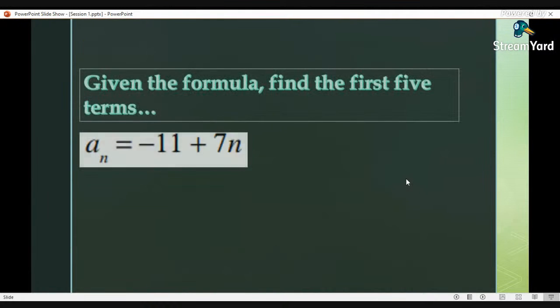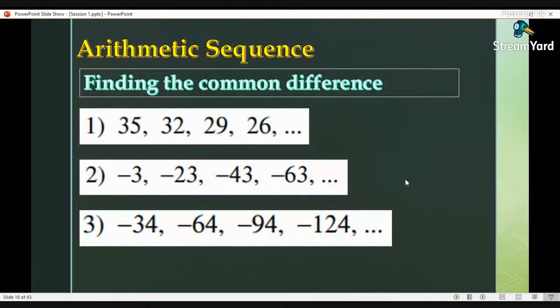Okay, that's how easy we find the common difference for the arithmetic sequence. All we have to do is subtract the value of the number on the left from the number on the right.